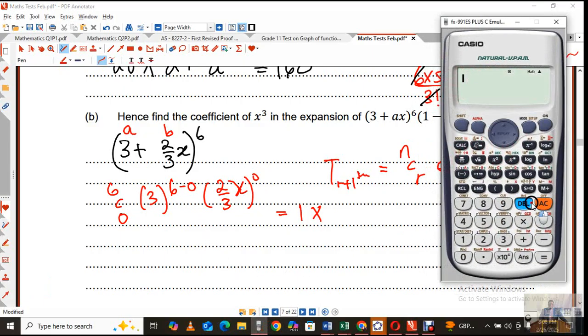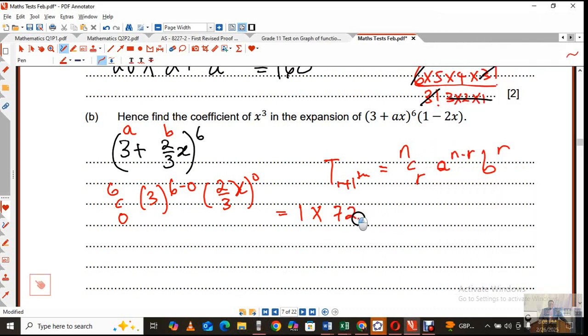What is it? So we're going to say 3 raised to the power of 6. That's going to be 729. Well, this whole thing becomes times 1. So the first term is 729. Okay? So maybe I should write that down so that you can see. So this one here represents my first term.